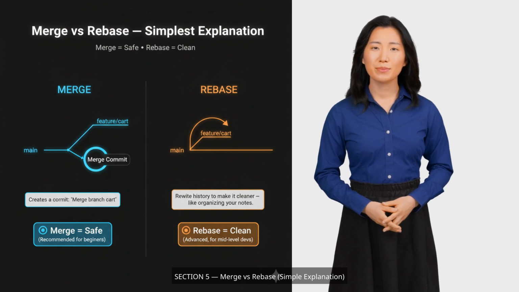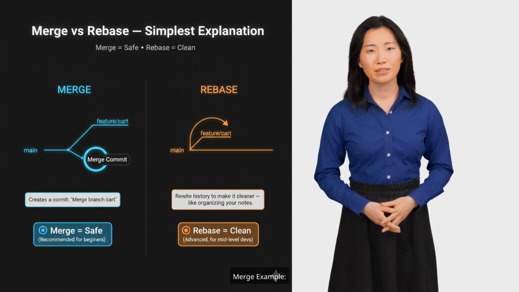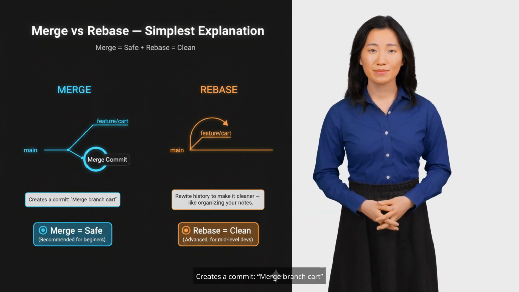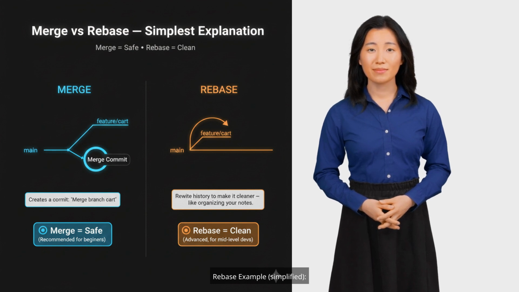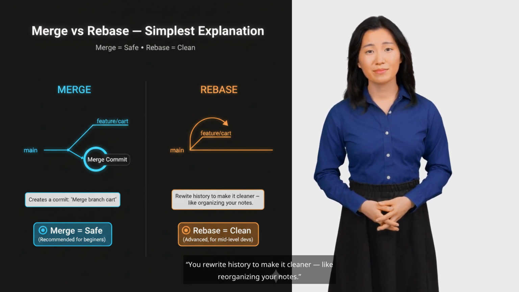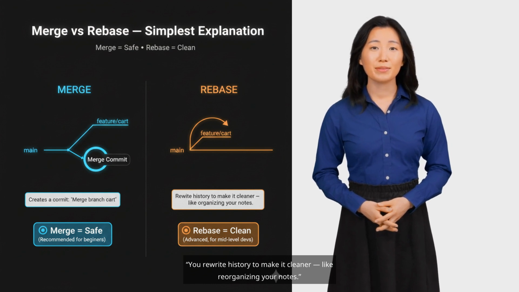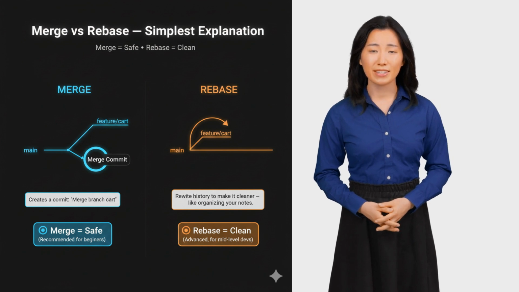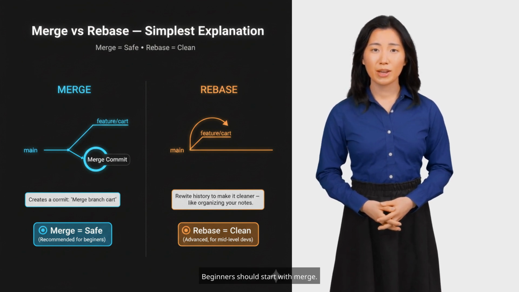Section 5. Merge versus rebase. Simple explanation. Merge example. Feature/cart arrow. Main creates a commit. Merge branch cart. Rebase. Example. Simplified. You rewrite history to make it cleaner, like reorganizing your notes. Merge equals safe, rebase equals clean. Beginners should start with merge.